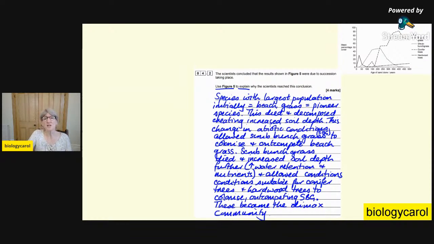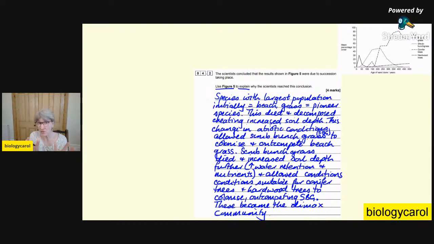So species with the largest population, beach grass, is the pioneer species. This died and decomposed. I'd always write this, creating an increased soil depth. I have now named an abiotic factor that has changed as a result of a biotic factor, i.e. beach grass, being there, okay? And I was kind of thinking, okay, I've named an abiotic factor, and I've talked about it changing the abiotic conditions, which allows scrub bunch grass, SBG, to colonize and outcompete beach grass.